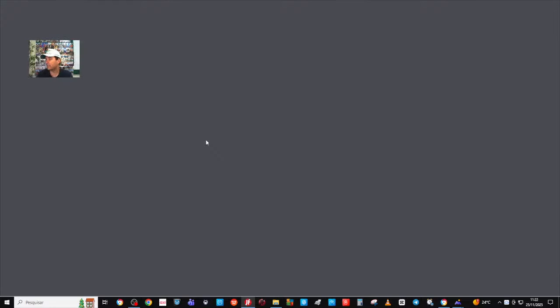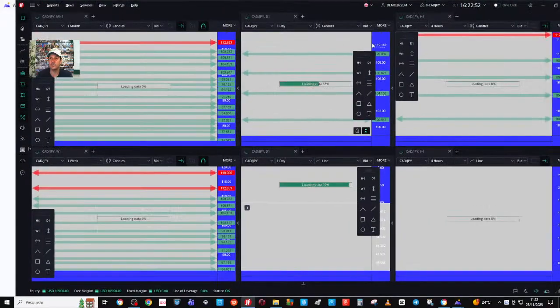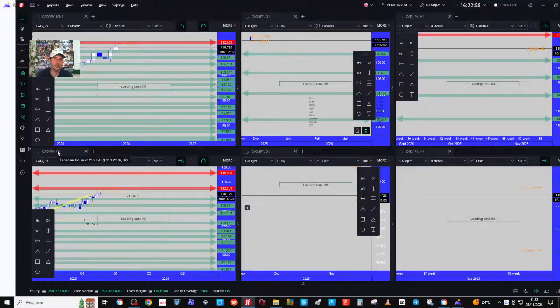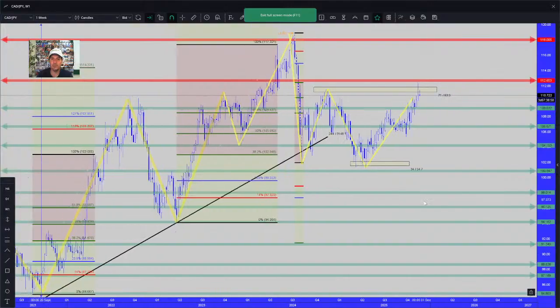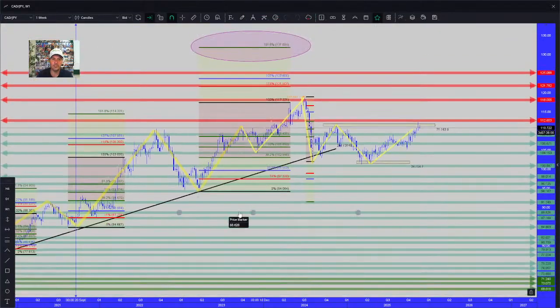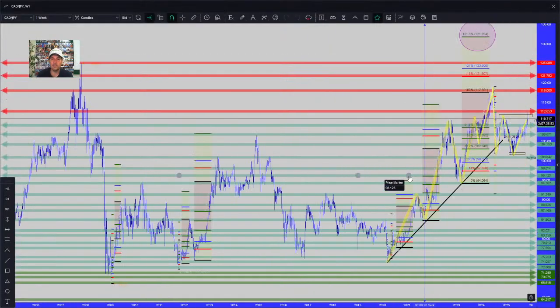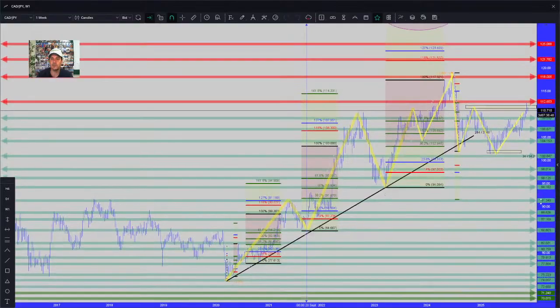Canada JPY, maybe not the best pair, right? Give me a second, everybody. Canada JPY, up Fibonacci. Alright, everybody, so those are the Fibonacci's on Canada JPY, this Canada JPY weekly chart.